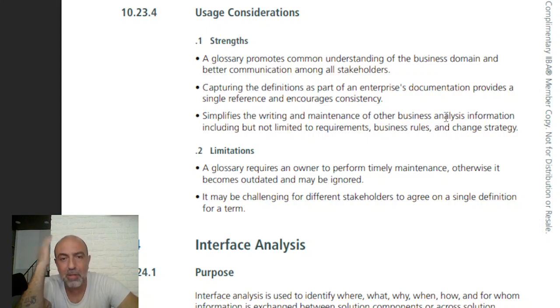And it captures the definitions. It simplifies it because it clarifies the meanings directly. And it has them in an order, so it promotes a common understanding.